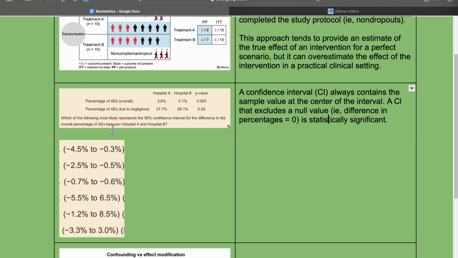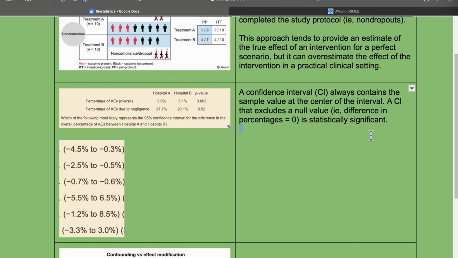Okay, and this is the significant. We do not care about this, so we can cross that out. The difference should not equal 0 for it to be statistically significant, and we know that it is because the p-value is less than 0.05. So all we have to do is pick one of these where it includes the difference and does not include the null value, which is 0, in its confidence interval. So minus 4.5 to minus 0.3.